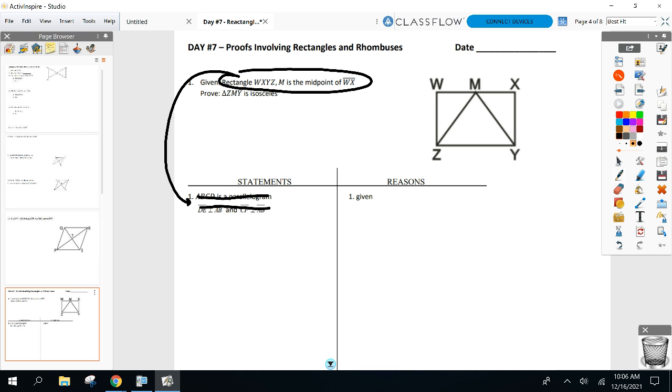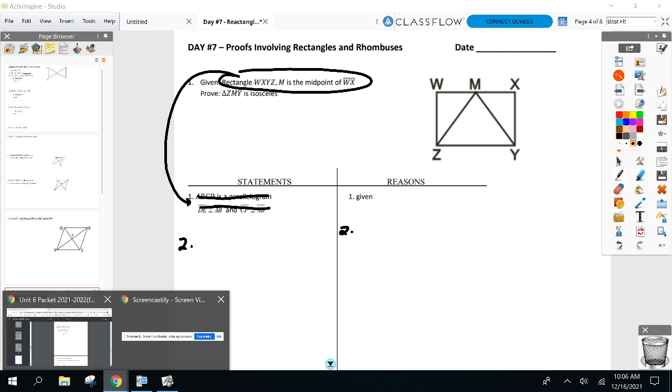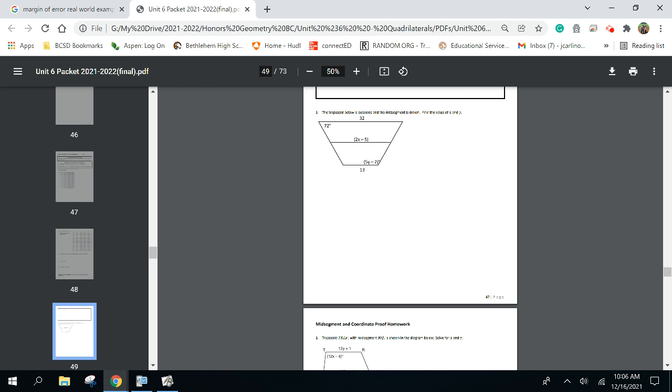Okay, this is a rectangle, and M is the midpoint of WX. We need to show that the middle triangle is isosceles. All right, so I'm going to first ask somebody here. If the middle triangle is going to be isosceles, what do you need to do with that middle triangle then? What's going to make it isosceles?